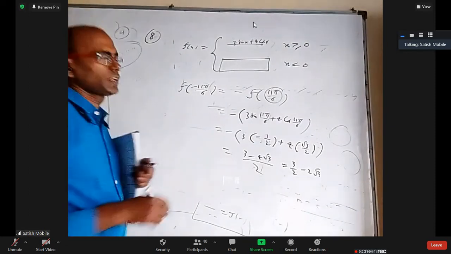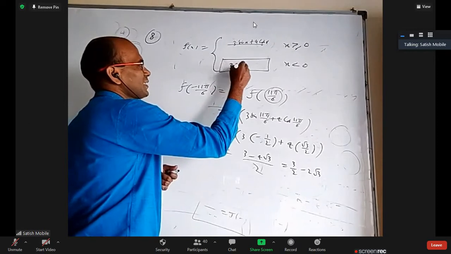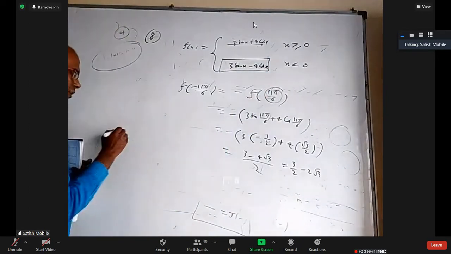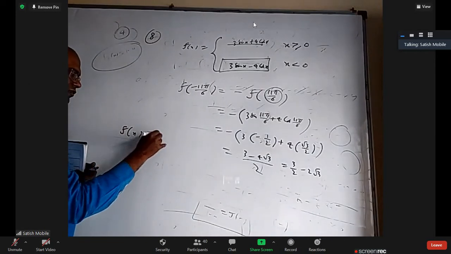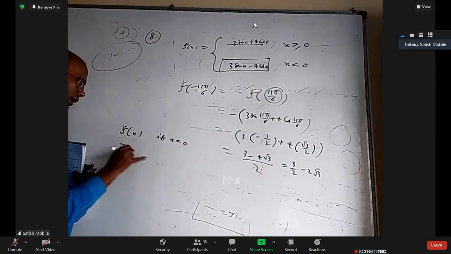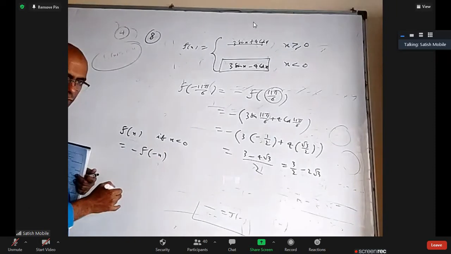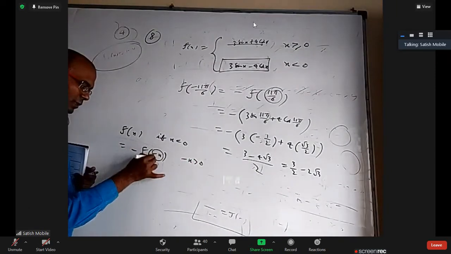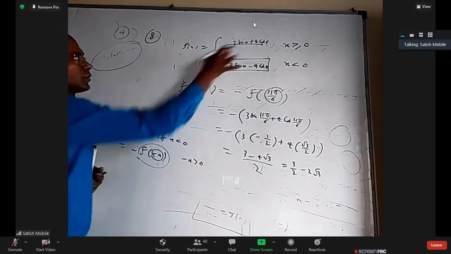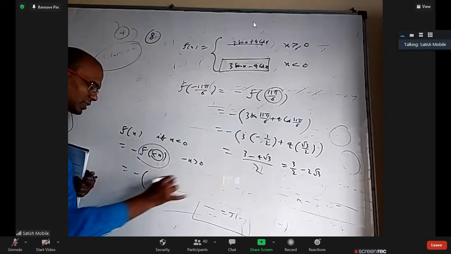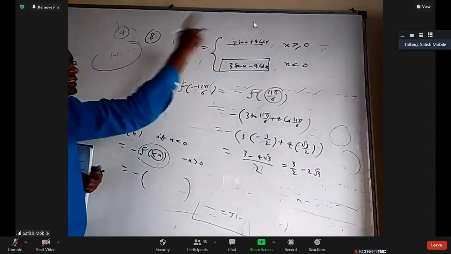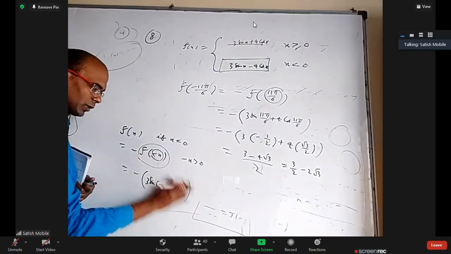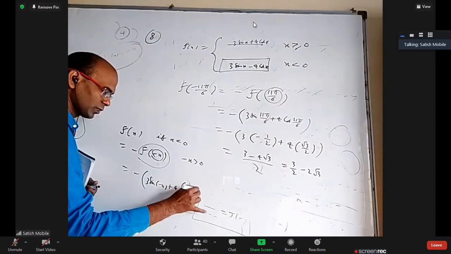No, it is negative of that. 3 sin x minus 4 cos x. Why? If somebody is interested in f of x, if x is negative, I can write minus f of minus x. And minus x is positive. Because this minus x is positive, I can use this outside minus, but f of minus x means wherever x is there, I write minus x. So it is 3 sin minus x plus 4 cos minus x.